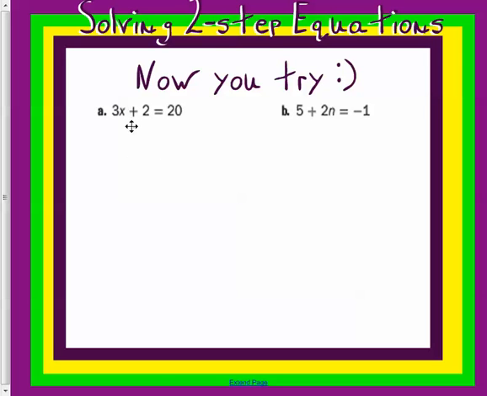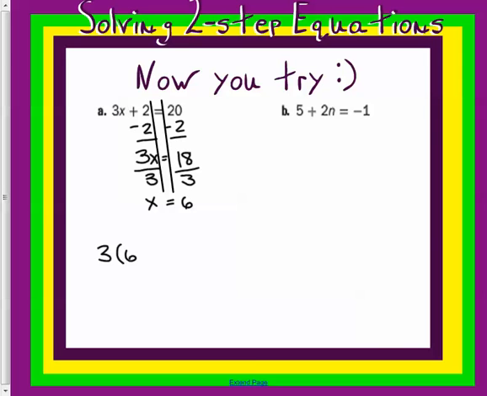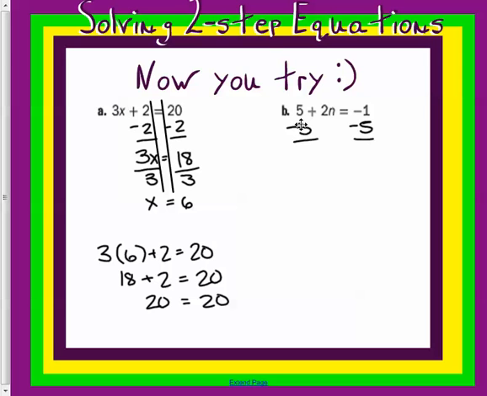Okay, so we're going to first take the 2 away from both sides. Then we're going to divide by 3 on both sides. So x equals 6. Plug it back in to check your work. So 3 times 6 is 18 plus 2 is 20, and 20 equals 20. Over here we're going to take the 5 away from both sides first. Oops, I forgot my lines again. So then we're going to divide by 2, and we get n equaling a negative 3.